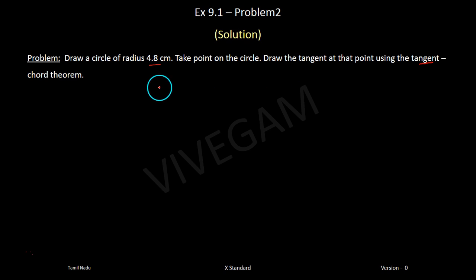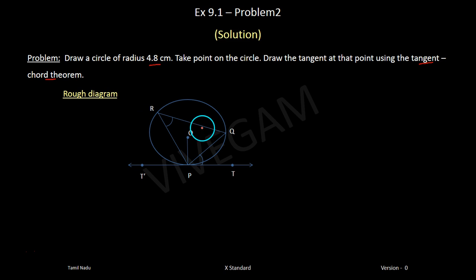Okay, so it's the same as the previous problem, but the only thing is that they are asking us to specifically use the tangent chord theorem. So let's draw a rough figure. Basically we have a circle with center O, and P is a point on the circle, right? That's what they say, take a point on the circle.